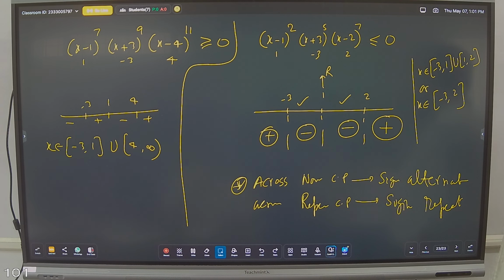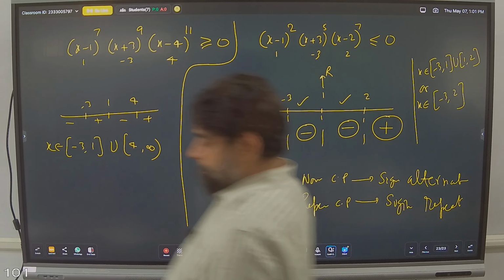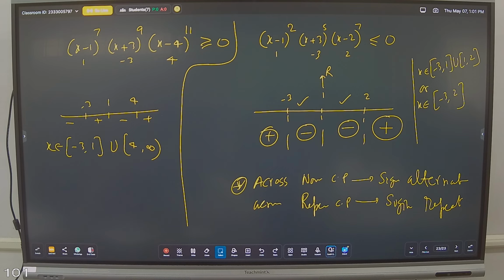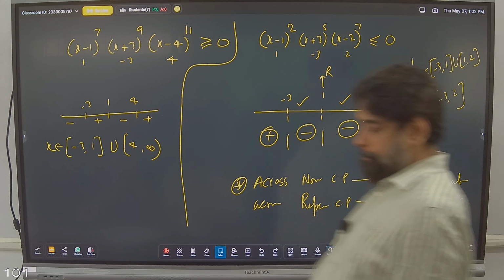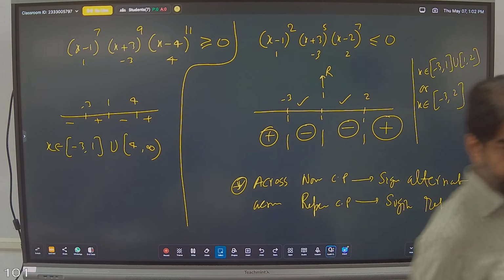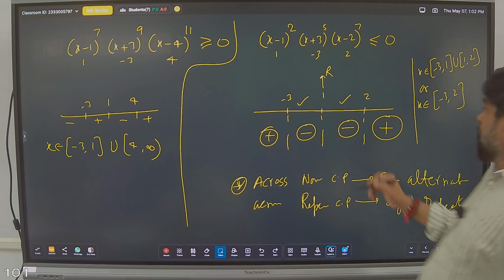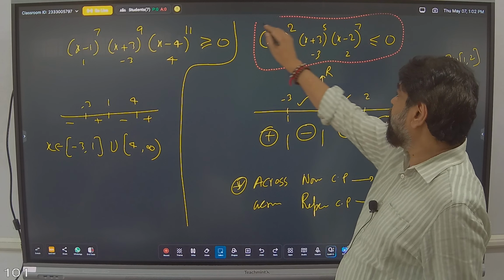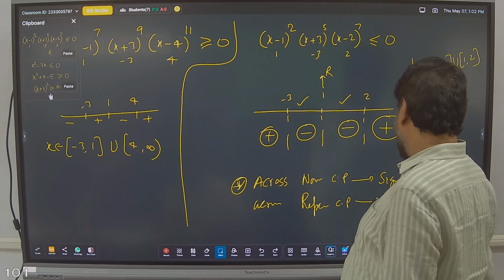Over. Finished? But this, as I told you, is the most difficult part of polynomial inequality. Same question, slight change.